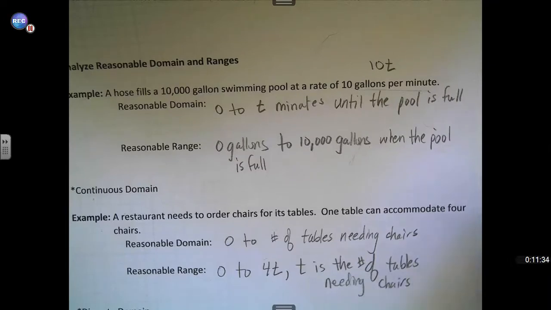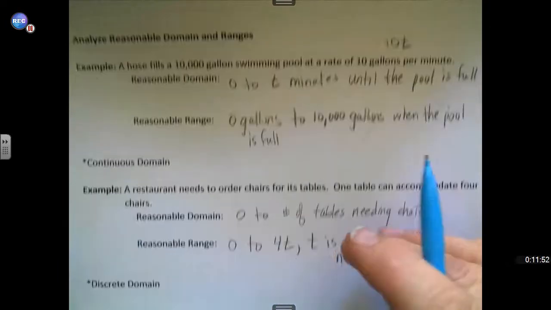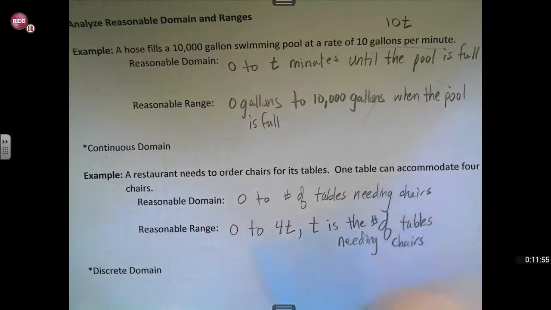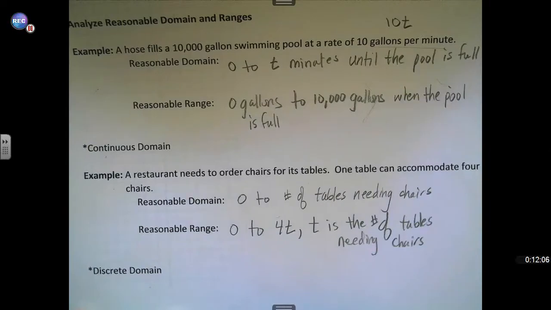And I'm not going to say that we need 3.5 tables, or that we have 3.5 tables, and so therefore we're going to need 14 chairs, right? It's either going to be 3 tables or 4 tables and 12 chairs or 16 chairs, okay? So we say that this domain is discrete because it's not going to include any fractions. I'm not going to have a half of a table or a fourth of a table, anything like that.